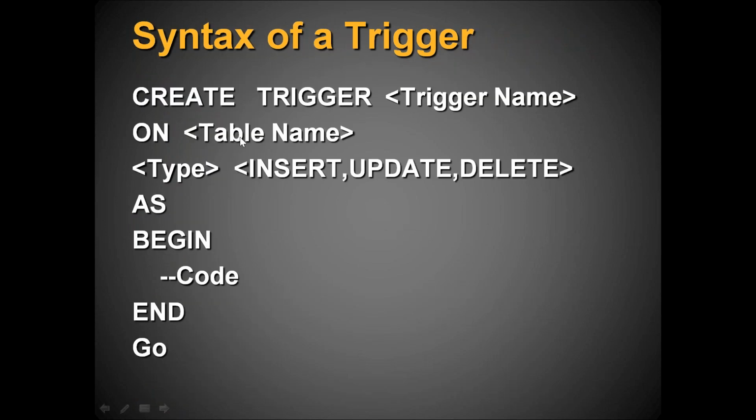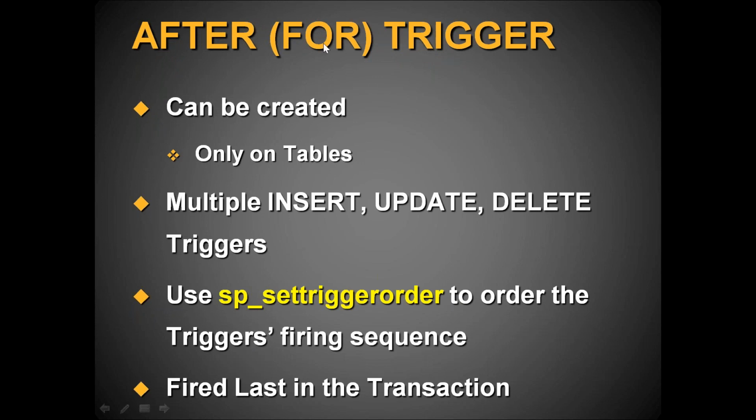Syntax of a trigger: CREATE TRIGGER, the trigger name, ON the table you want to create it on. Then the type: insert, update, or delete. This is validation on the table, validating what kind of data you have. Next, whichever job you need to do, insert, update, or delete, you write AS BEGIN, the code, END, GO. That's it. An AFTER or FOR trigger can be created only on tables, with multiple insert, update, delete triggers.